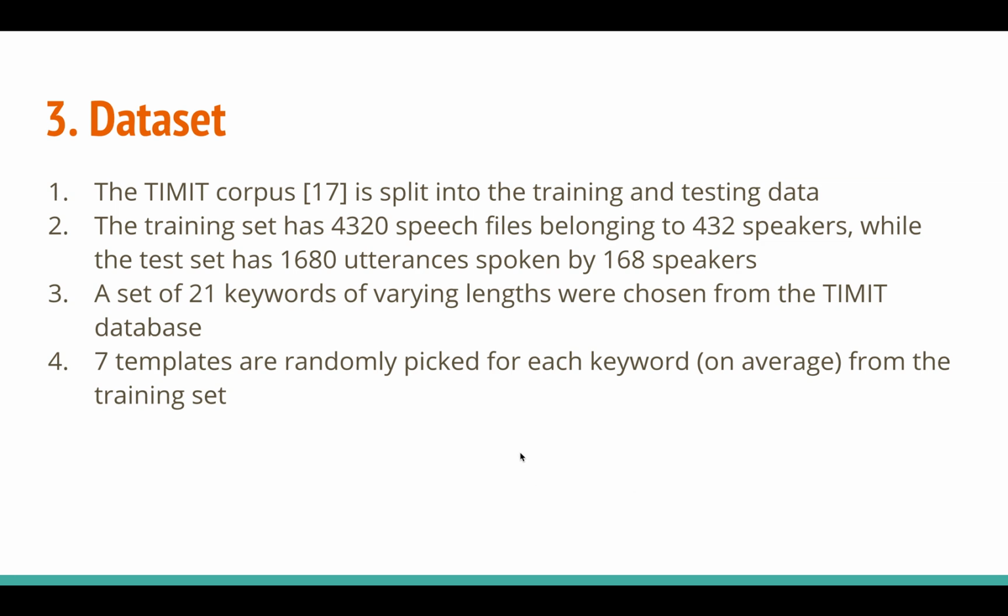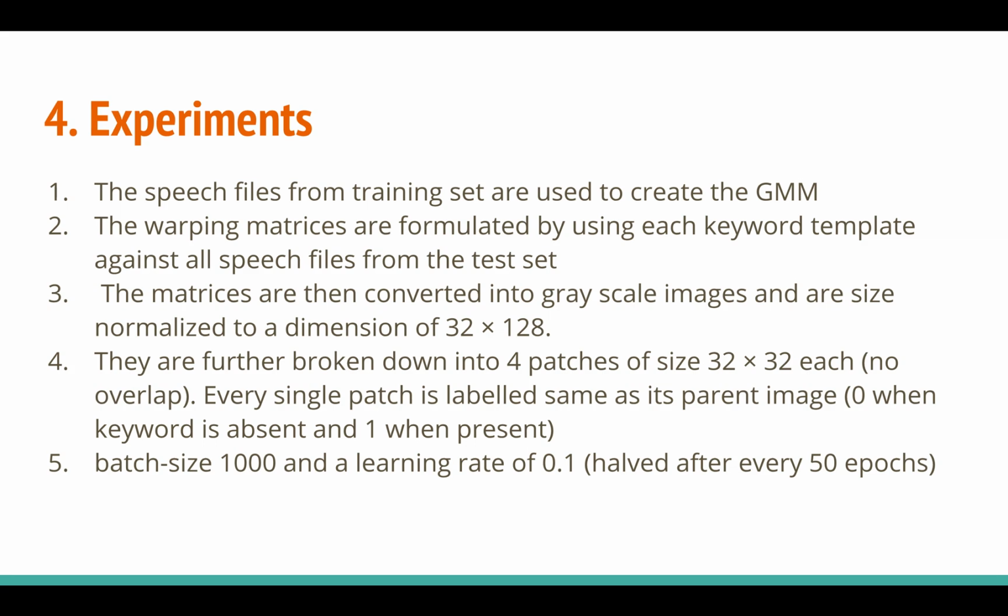Coming to the dataset, they are using the TIMIT dataset, and that is split into training and test. When you download TIMIT itself, you get training and test splits. Training has 4,320 speech files belonging to 432 speakers, and test has 1,680 utterances spoken by 160 speakers. They are using 21 keywords of varying length chosen from the same TIMIT database. You can ask how they got the keywords, did they cut them manually? No, because phone level annotations are already done in TIMIT, so you can simply extract that particular segment for that word. Otherwise, you can use your own alignment tool, like Gentle or MFA. Then they use 7 templates randomly picked for each keyword from the training set, and that is the data.